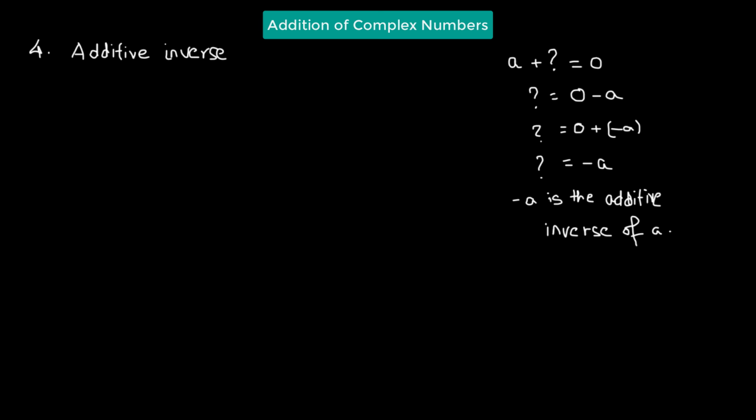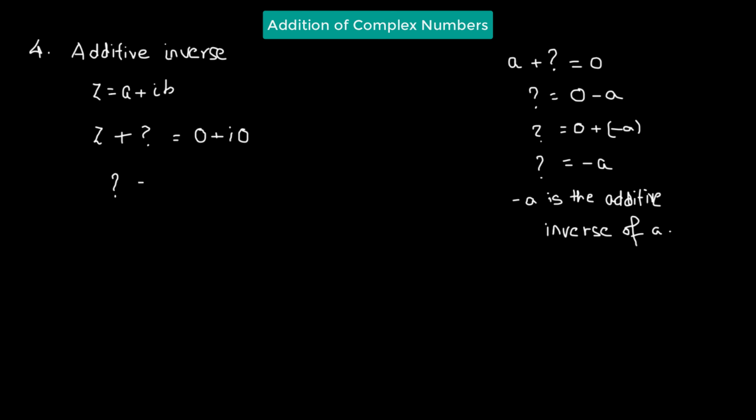Similarly, we will have a certain number which is going to be an additive inverse of a given complex number. So let us consider a complex number z equals a plus ib. Then there must exist a complex number which when added to z gives us 0, meaning 0 plus I times 0. So let's try to find it out.